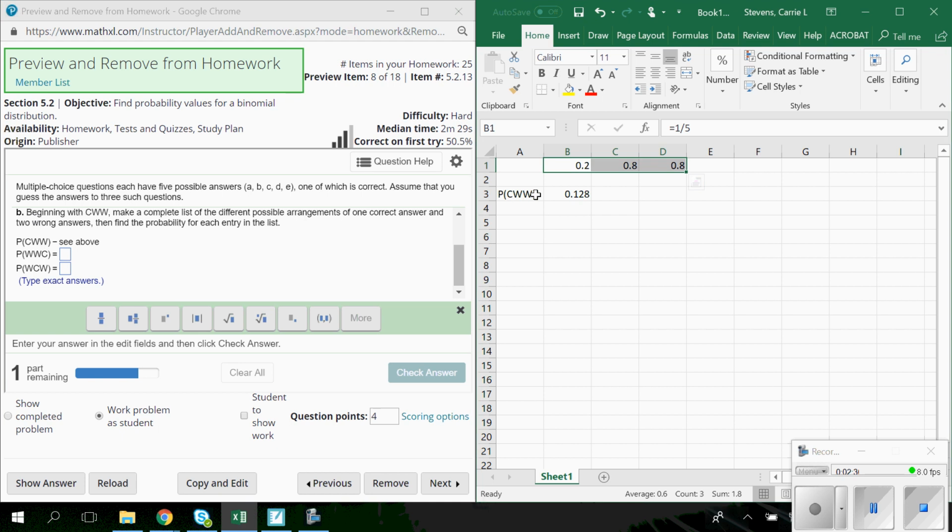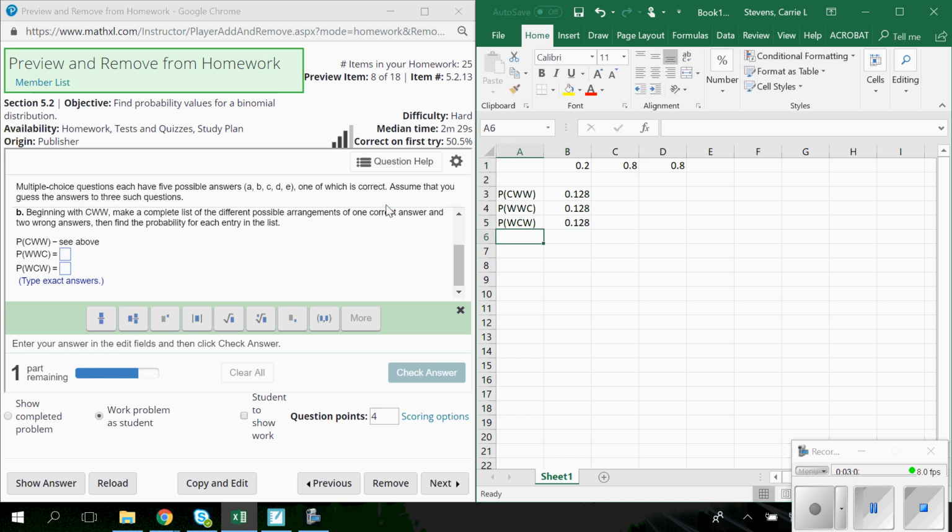So let's calculate each one of those. So now if I'm going to do the probability of wrong, wrong, correct, that would be 0.2 times, oh wait, is it wrong first this time? Yeah, 0.8 first for wrong, times 0.8 again for wrong, times 0.2 for correct. And then if I do wrong, correct, wrong, it's going to be 0.8 times 0.2 times 0.8.